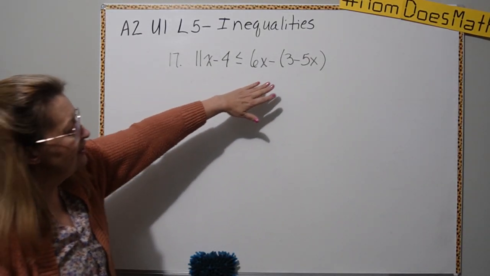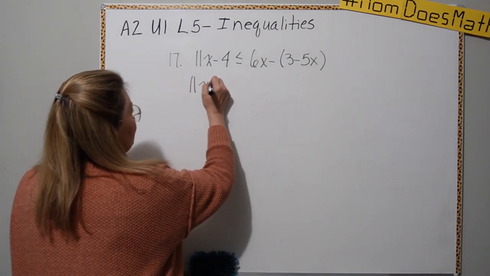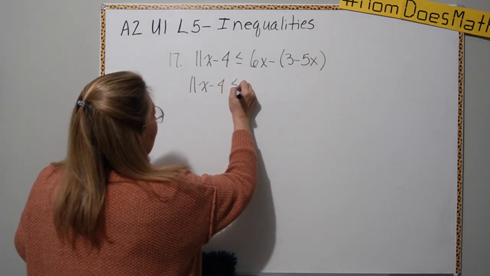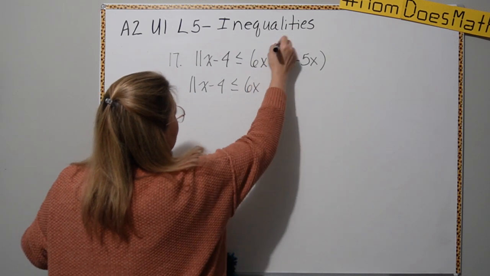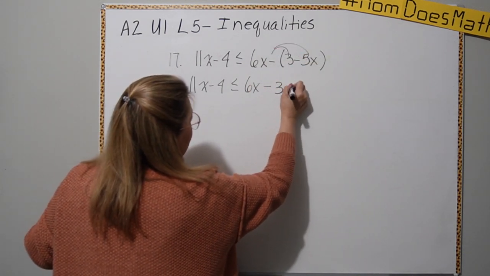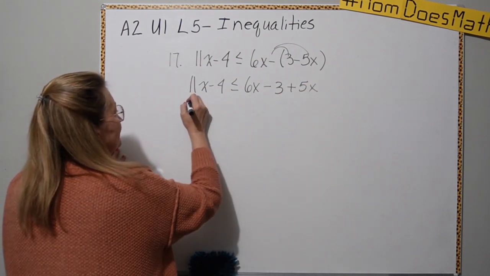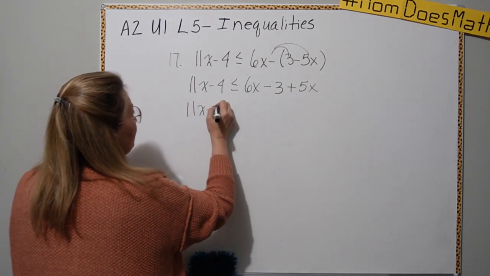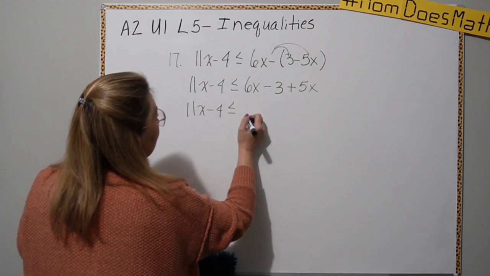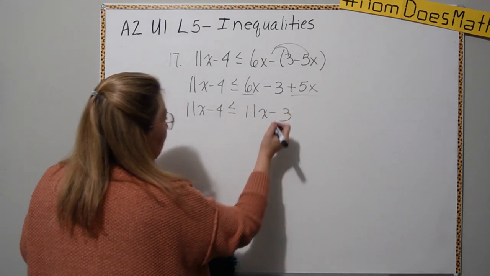Okay, number 17. First, we need to get rid of the set of parentheses over here. So nothing on this side is going to change. And then we're just going to distribute that negative sign. So that's going to give you minus 3 plus 5x. All right, let's simplify the 6x and the 5x. So now we've got 11x minus 4 is less than or equal to 6 plus 5 is 11x minus 3.